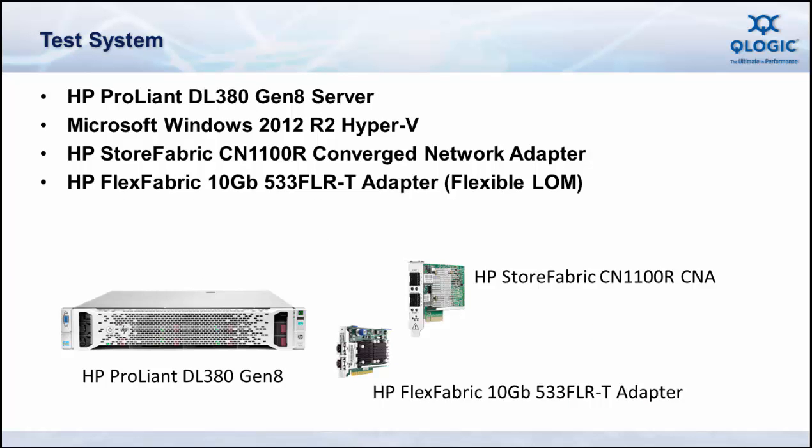Here's a look at the test system that we'll be using today. It consists of a ProLiant DL380 Gen8 server running Microsoft Windows 2012 R2 with Hyper-V, and we have 2 of the flexible network adapters installed in this particular server. The HP FlexFabric CN1100R Converged network adapter, which is actually the one we're going to be working with, and we also have an HP FlexFabric 10 gig 533 FLRT flexible LOM. This is the 10GBase-T connector flexible LOM from the flexible network adapter family.